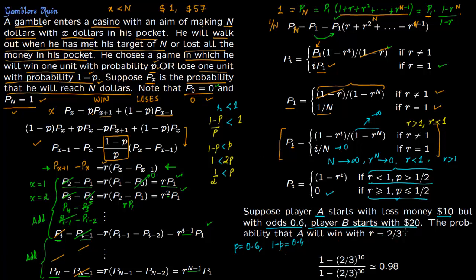So now we first set up R. R is (1 minus P) by P, which will be 0.4 by 0.6. This is 2 by 3. That's what we have written. R is 2 by 3. So what is the probability that A will win? So we have this situation right here. This is the formula we have. R is not equal to 1. So this is the formula we have right here.